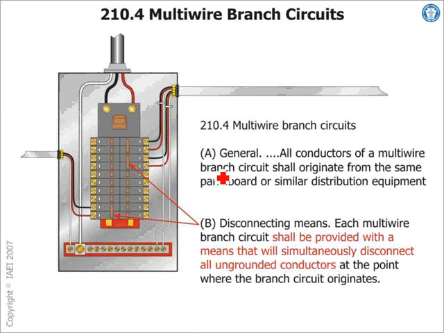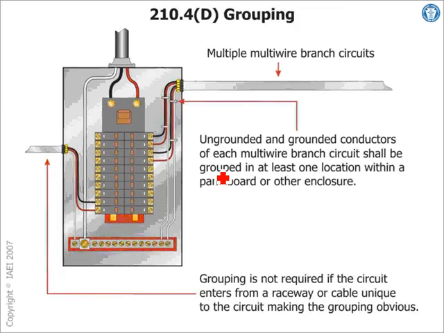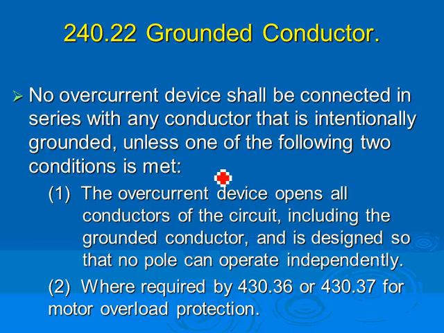And you go to the panels, and every panel says gray is the neutral of 480/277. White is the neutral of 208/120. Okay, then you know that. And in the same box, you have red, black, blue identified as 208, and brown, orange, yellow, that will be the 480. So they just want you to identify the phases if you have two different voltages in your system. They shall be grouped in at least one location within the panel or other enclosures. That's where you group them, identify them.